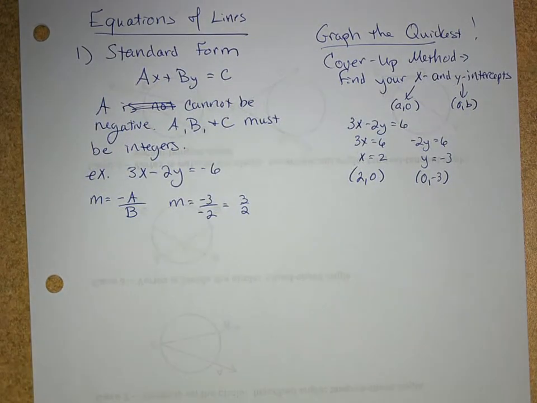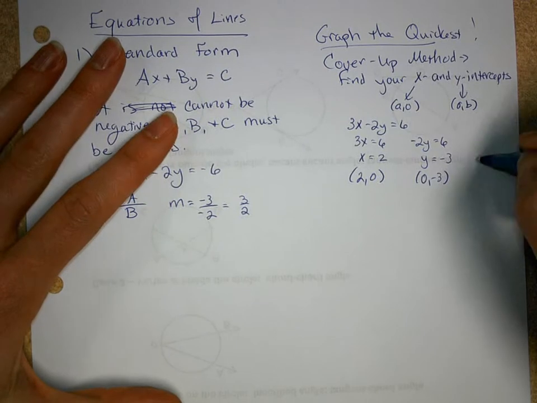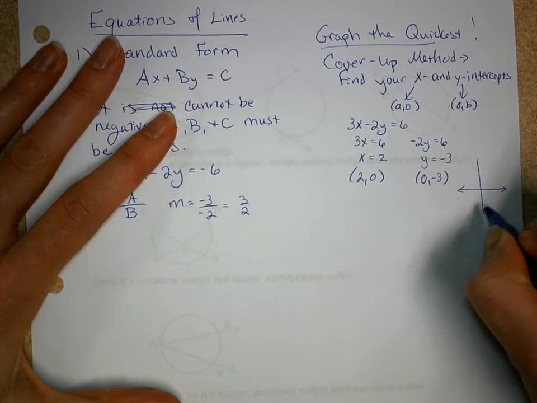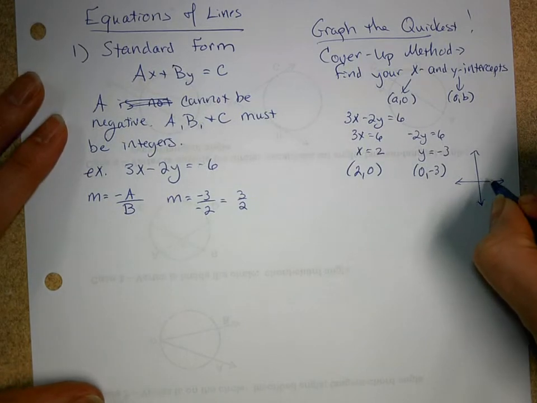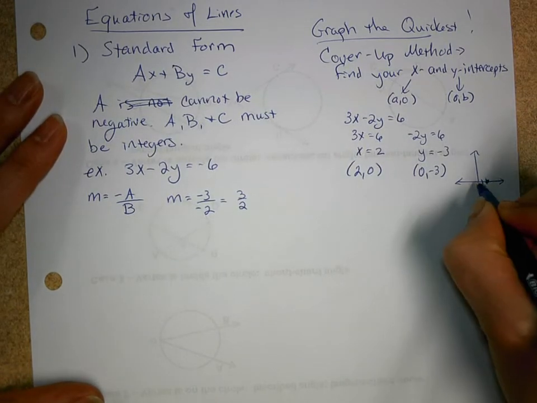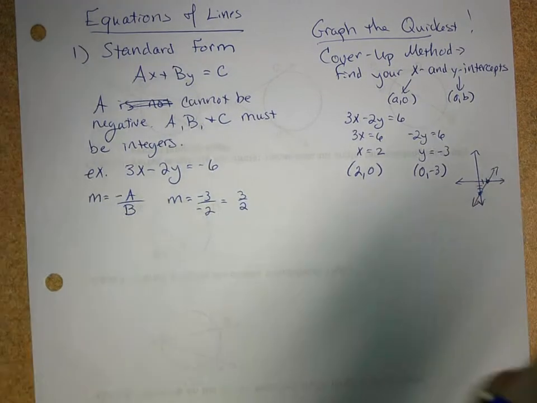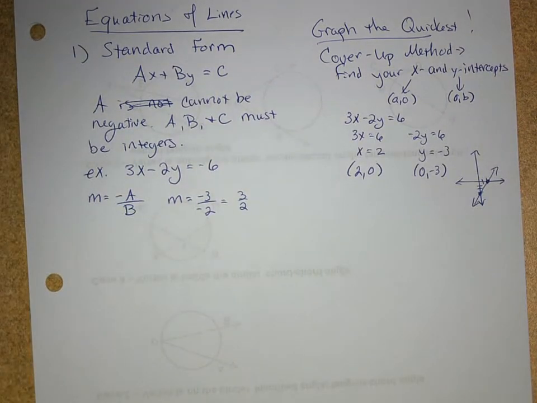Now why is this such a nice method? How many points do we need to draw a line? We only need 2. So let's just do a quick graph without making it too complicated. So we just have to graph the 2 points. So here's your x. We're at (2, 0), and we're at our y as (0, negative 3). Boom, you're done with that line. Don't even have to worry about slope. No worries.